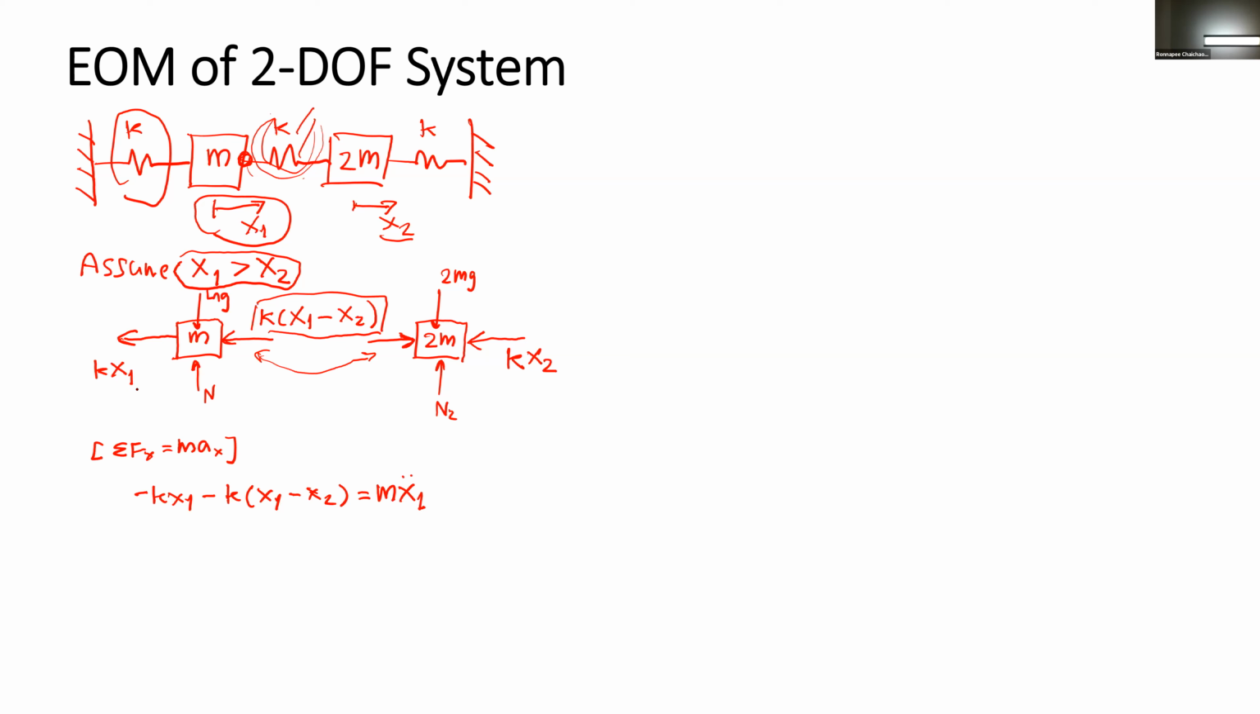And by rearranging the equation, what we have is m x1 double dot plus 2k x1 minus k x2 equal to 0.